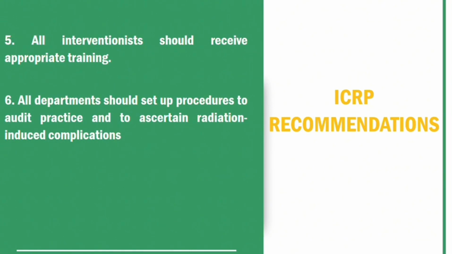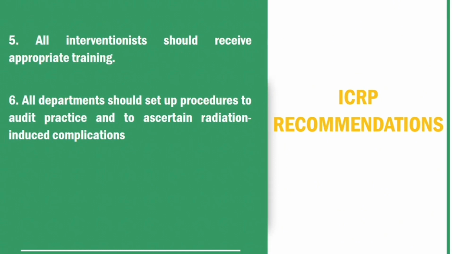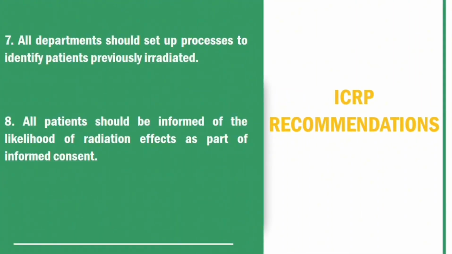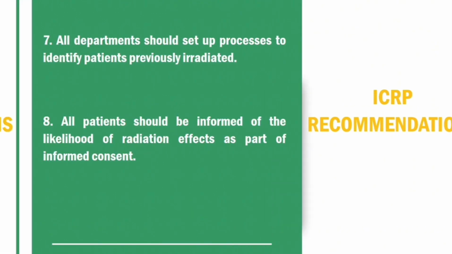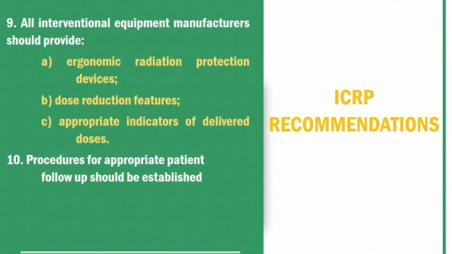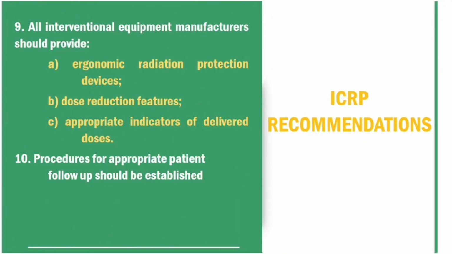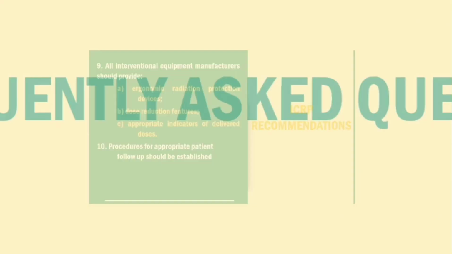Sixth, all departments should set up procedures to audit practice and to ascertain radiation-induced complications. Seventh, all departments should set up processes to identify patients previously irradiated. Eighth, all patients should be informed of the likelihood of radiation effects as part of informed consent. Ninth, all interventional equipment manufacturers should provide ergonomic radiation protection devices, dose reduction features, and appropriate indicators of delivered doses. Tenth, procedures for appropriate patient follow-up should be established.